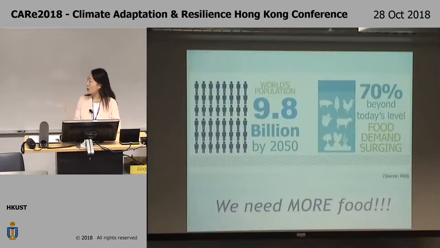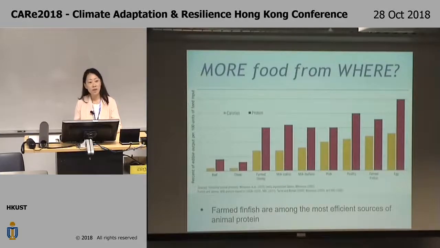With the projection by the United Nations, the population will grow to 9.5 billion by 2050. And then the FAO estimated that we have to produce 70% more food to cope with the demand. So basically, we need more food. So where can we get the food from? We can have pork, we can have beef, we can have whatever. It seems to us that farmed finfish are amongst the most efficient sources of animal protein. So it is a good candidate that we invest more in, to meet the food needs that we will be facing.